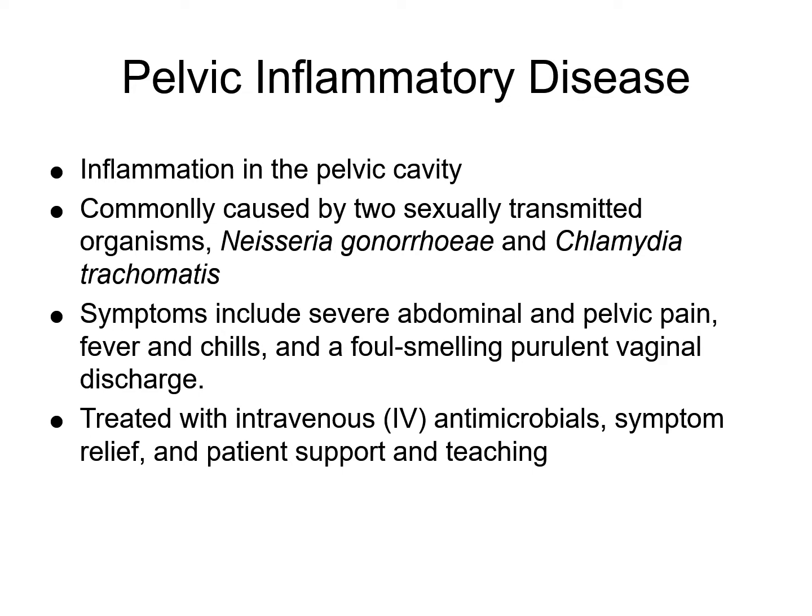Pelvic inflammatory disease, or PID, refers to any inflammation in the pelvic cavity. If the infection is in the fallopian tubes, it is called salpingitis. Infection of the ovary is called oophoritis. Infection of the pelvic peritoneum is called pelvic peritonitis. This is the most common reproductive complication in fertility, and this is from damage to the fallopian tubes.